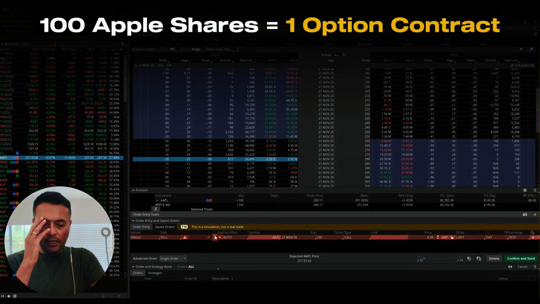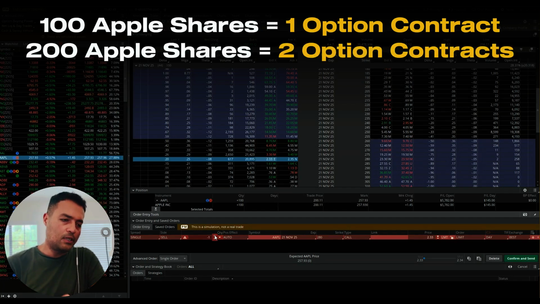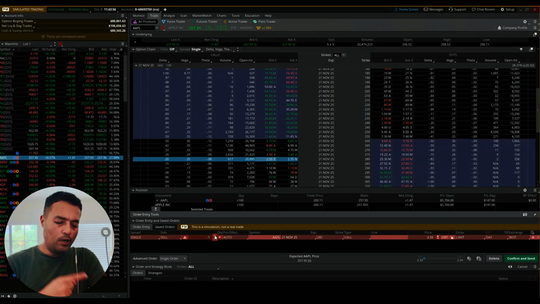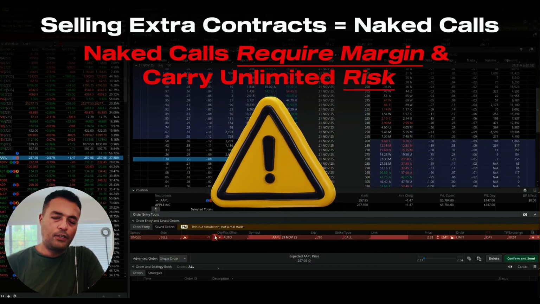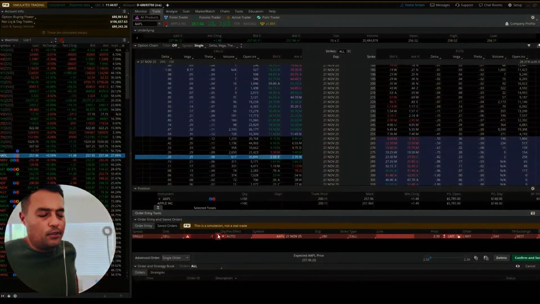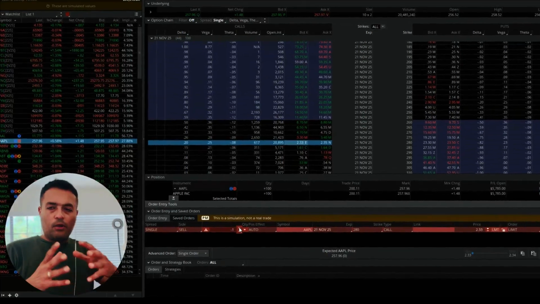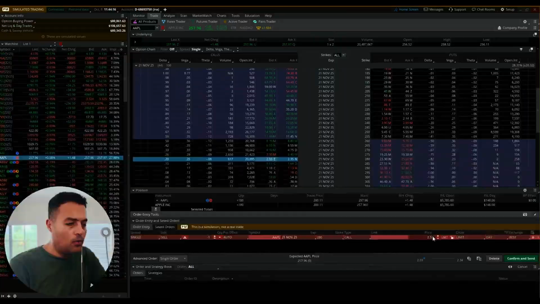So I only have 100 Apple shares, so I'm only going to sell one option on it. If you have 200, you can sell two. Just remember, if you have 100 shares and you're selling two call options, the broker will charge you margin to open up that position. So if you don't want that to happen, you should stay one for one. What I mean by that is if you have 100 stock, sell one option. That's it. Okay, so I'm collecting $233 here.